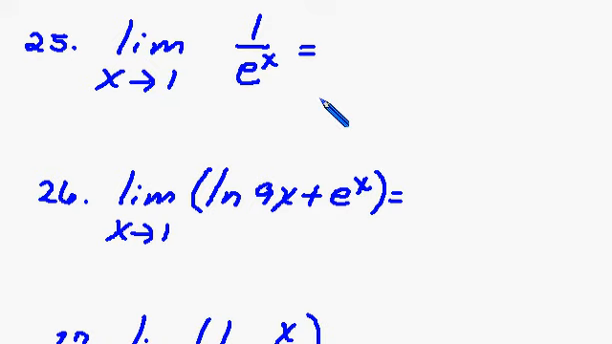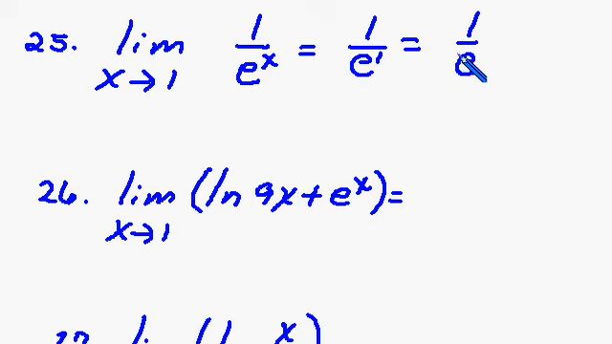Alright, so the first thing we're going to do is look at number 25, the limit of 1 over e to the x as x approaches 1. Well, that's simple enough. We just substitute 1 in for x, and we just have e to the 1. And of course, we would just write this as 1 over e. So that's just some number.